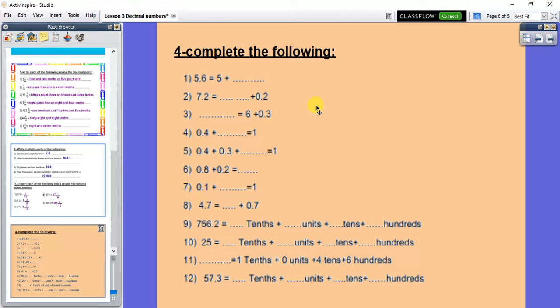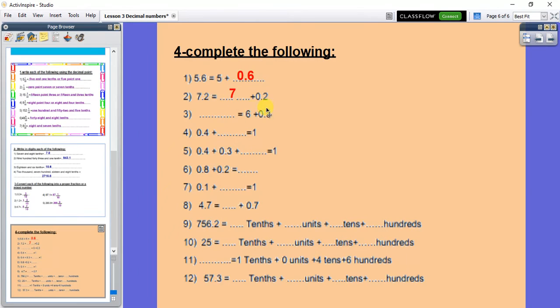Here I want to make expanded form. 5.6 equals 5 plus what? 5 is the whole number. 6 is the decimal part, the part after the decimal point. So if I write 5 here, then the decimal part I will write as 0.6. Here 7.2. What will I write? I have 0.2, the decimal part. Then here I will write the whole number which is 7.